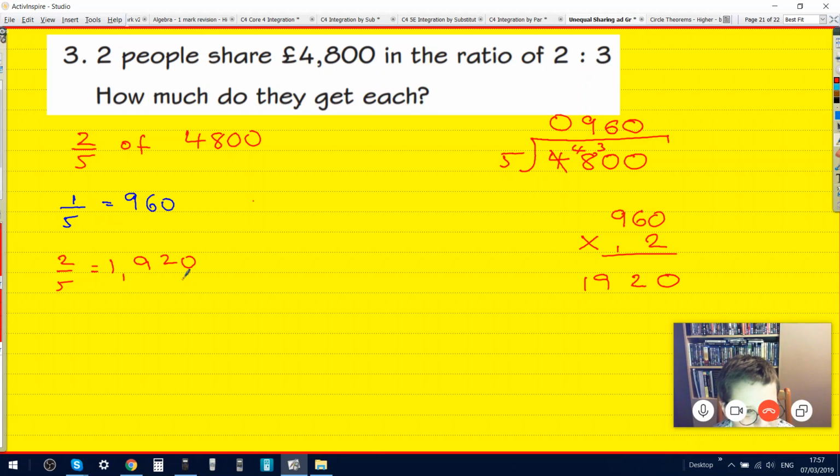Okay, we could get 3/5 then the other way. So 1/5 is 960. So how do you get 3/5? How did you get 2/5? Well, I doubled 960. So you did 960 times 2. And so how would you get 3/5? You would triple 960.